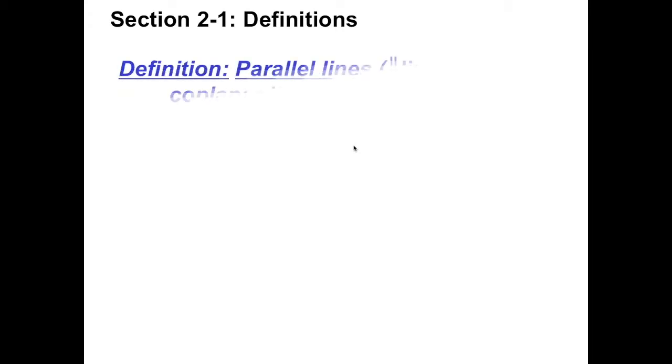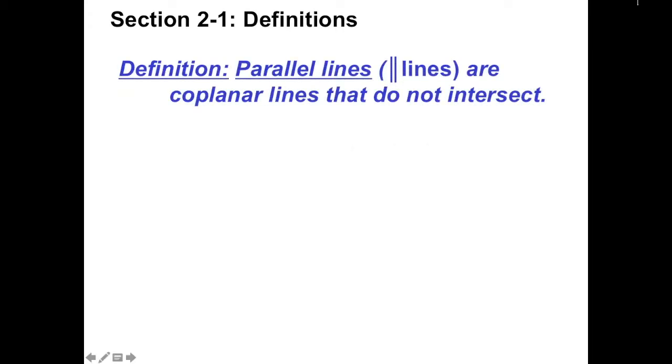Alrighty, we got here section 2.1 definition. Dive into it. Write it down right away, guys. Let's make this quick. Let's see if we can keep this under a half hour. No promises here. Definition. We got definition of parallel lines. So parallel lines are coplanar lines that do not intersect.